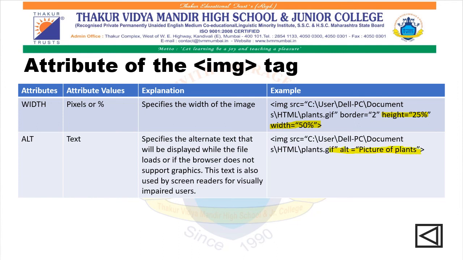You can see here the example shows that the src shows the path of the image and alt equals picture of the plant. This specifies how, when the image is not uploaded, the particular thing will be viewed by the user in the form of text.